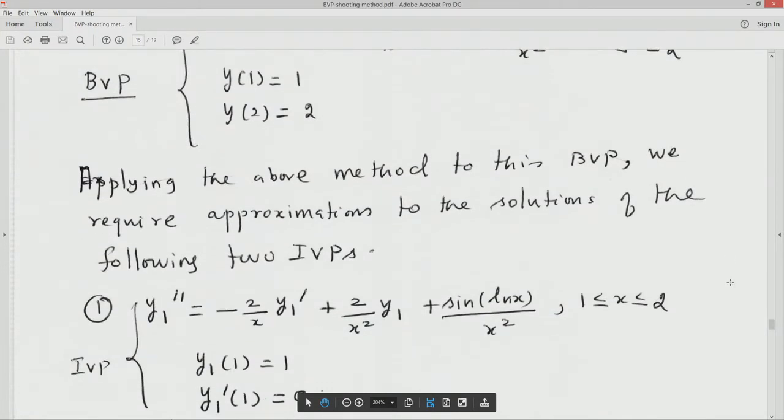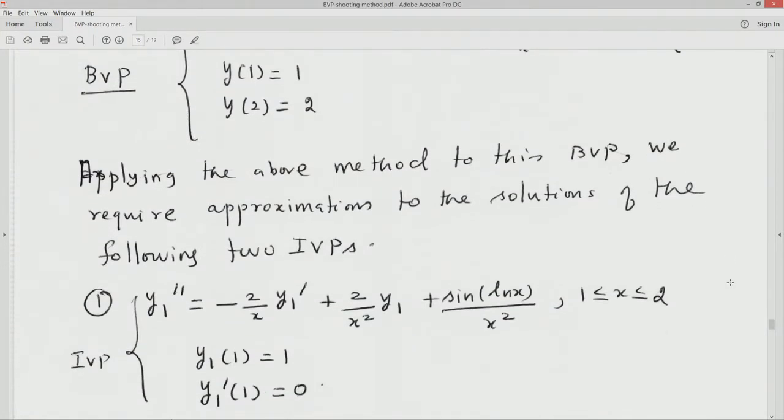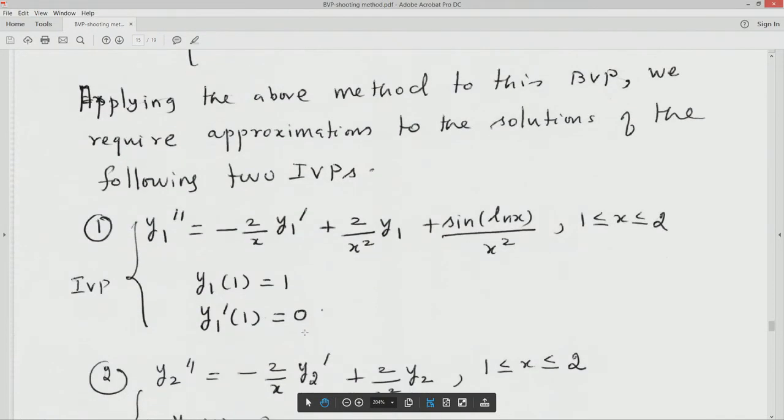What should be the initial conditions for the first initial value problem? Take the left end condition that is prescribed in the boundary value problem and use this as an initial condition for the first initial value problem. So, it is y1 at 1 equal to 1. Since it is the first initial value problem, I call the unknown y1. What should be y1 prime at this initial point 1? It can be arbitrarily prescribed. So, we prescribe it as 0. That defines the first initial value problem.